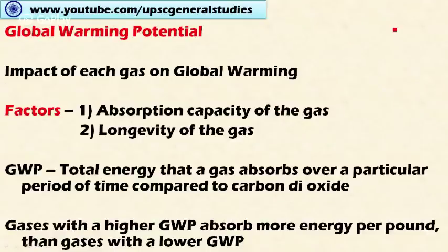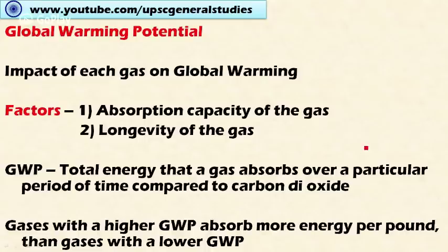Now let's look at the concept of global warming potential. This global warming potential describes the impact of each gas on global warming. That is the potential of the gas to cause global warming. So there are two important factors which decide the global warming potential of a gas.